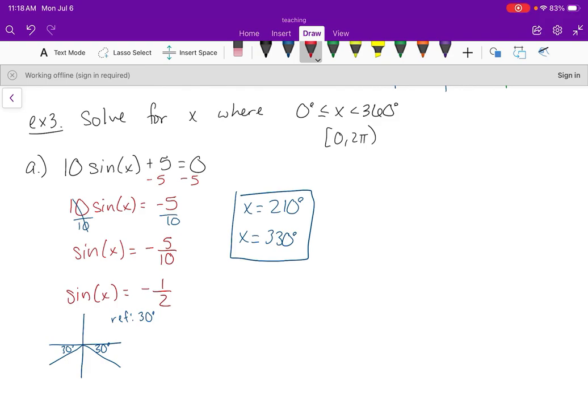And in radians, this would be 7 pi over 6 and 11 pi over 6 would be my answers in radians.